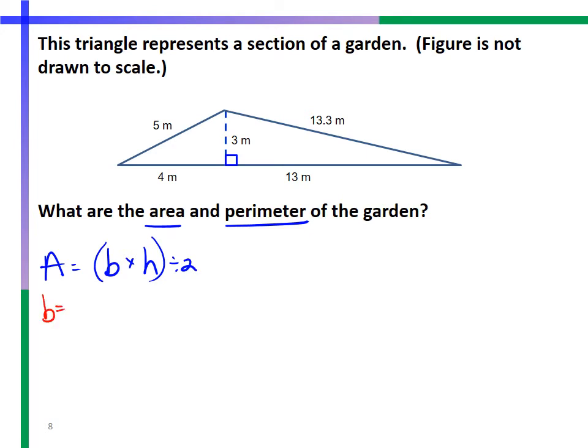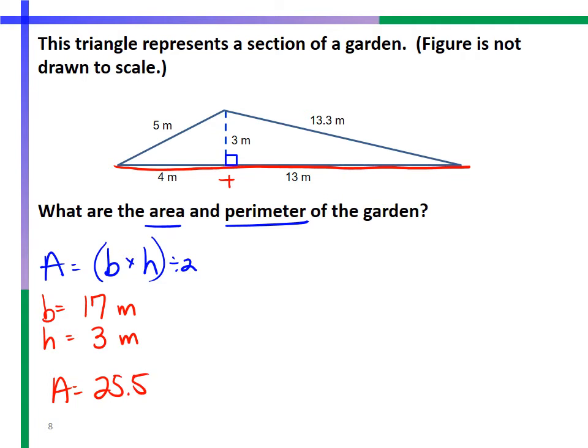So the base is all the way across. So that whole distance is 4 plus 13, gives me 17 meters. And my height is 3 meters. So we got some useful information. Let's go ahead and do our math. So I'm going to do 17 times 3, gives me 51. And then I'm going to go ahead and divide it by 2. So my area is equal to 25.5 meters squared.